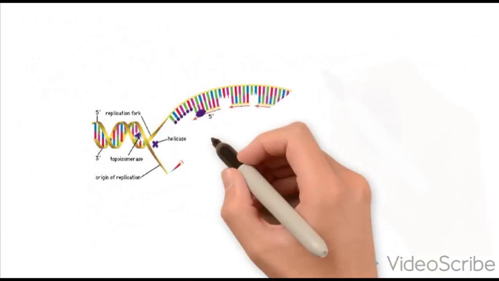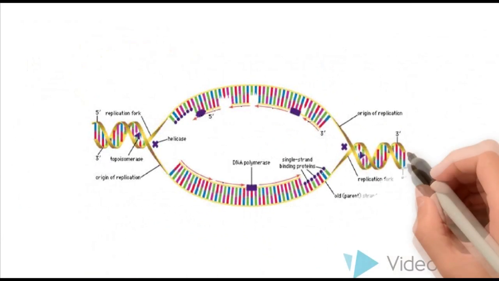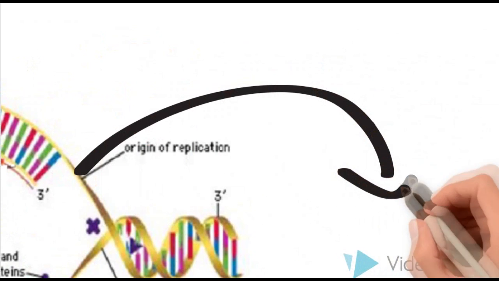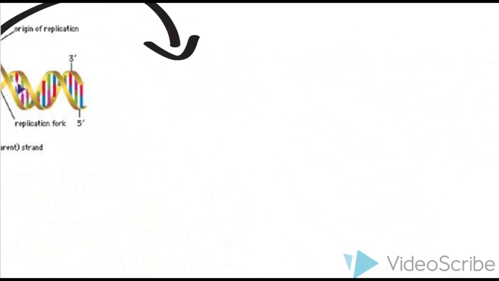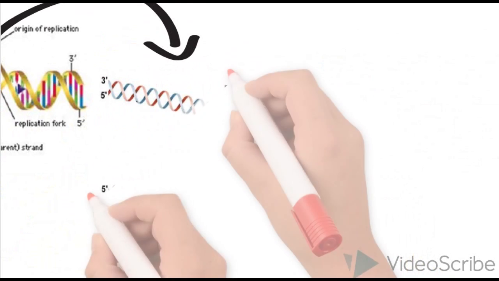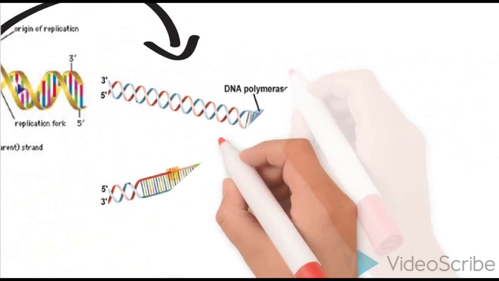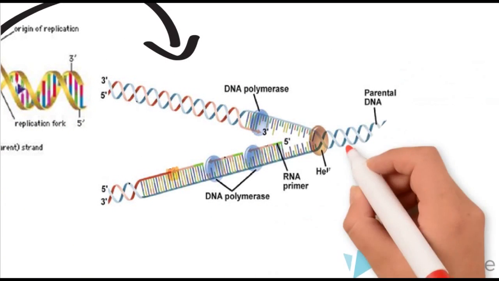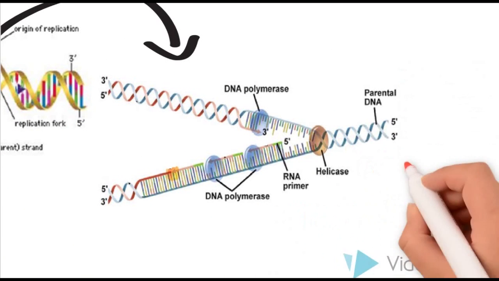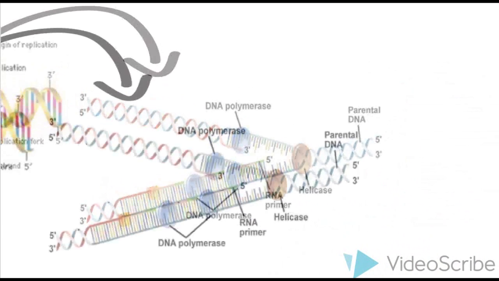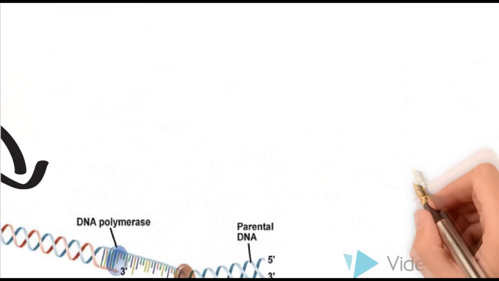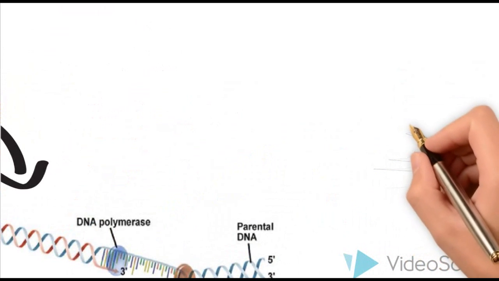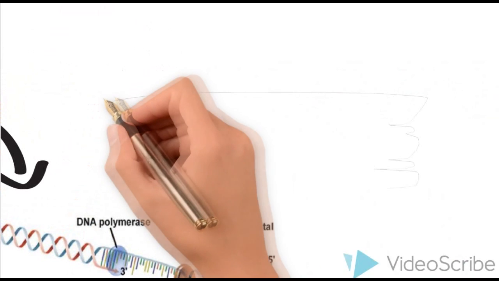So, in the first diagram you see DNA replication. Let's zoom in. And here you see DNA polymerase, also RNA primase, helicase, and 2 different types of strands. So we need to describe it in more detail. And let's see that.